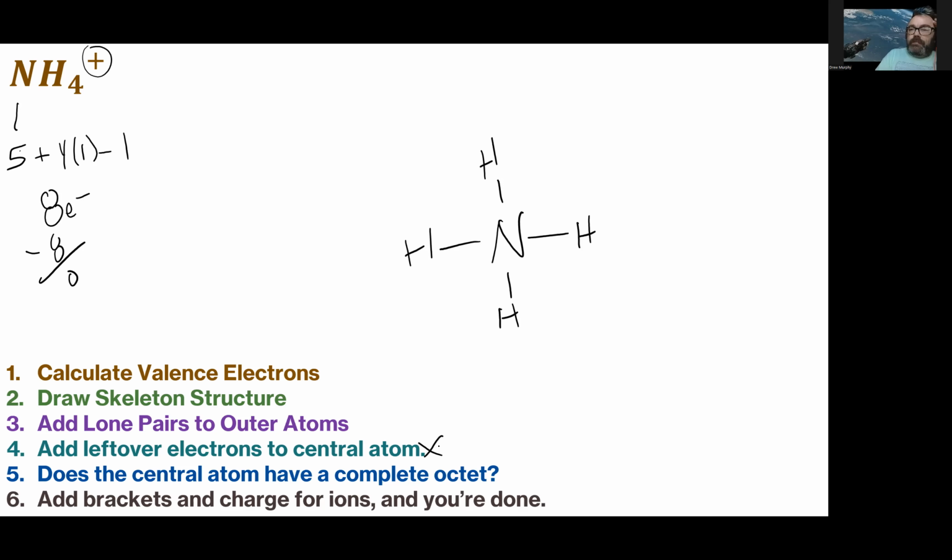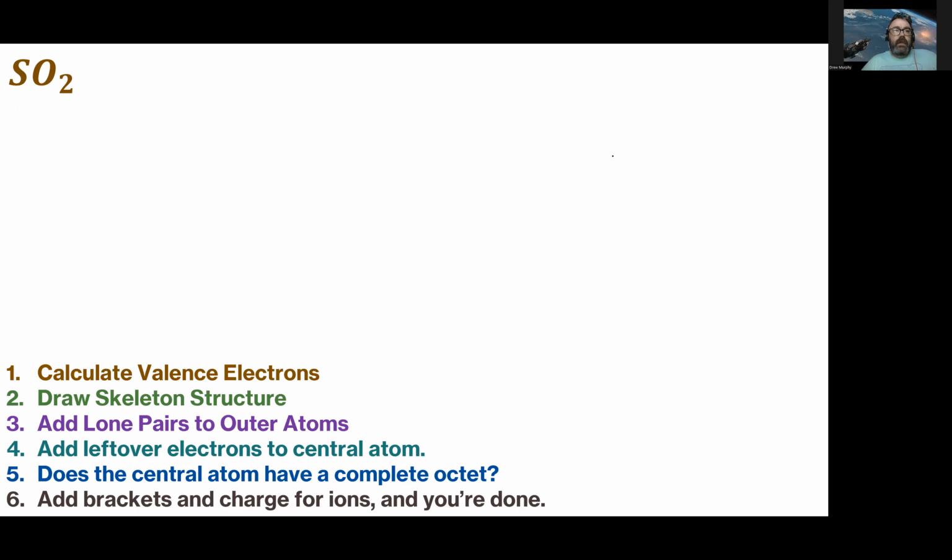Does the central atom have a complete octet? Yes, it does. Last thing, add brackets and charge for ions, and then we're done. So this has a positive charge, so we're going to need brackets and a positive charge to say that that is a polyatomic ion.